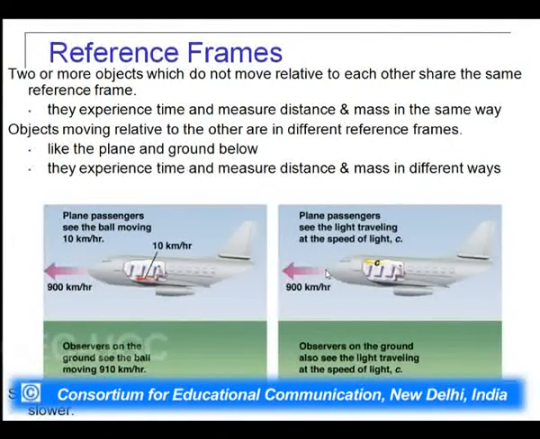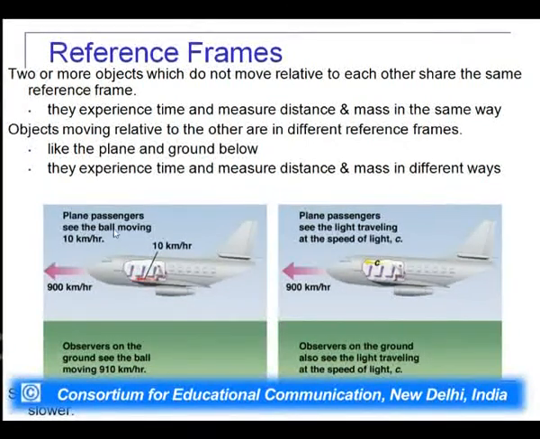As an example, we see the plane is moving. The passenger in the plane is static. The plane is moving, and on the ground the observer sees that the plane is moving, but for the passenger it is static. Like the plane and the ground below, objects moving relative to each other are in different reference frames. They experience time and measure distance and mass in a different way.